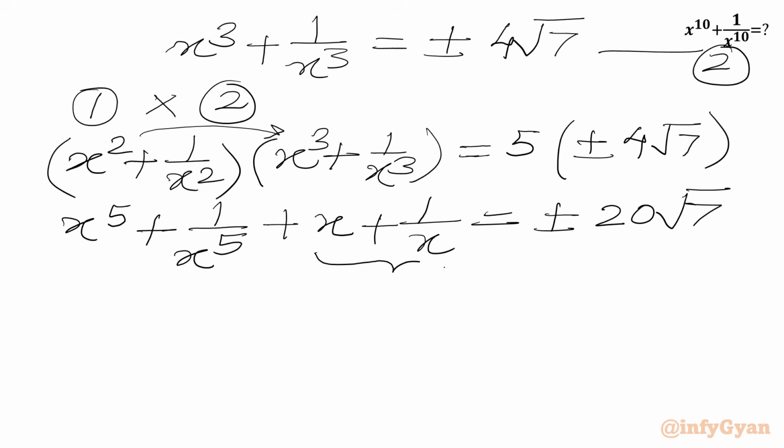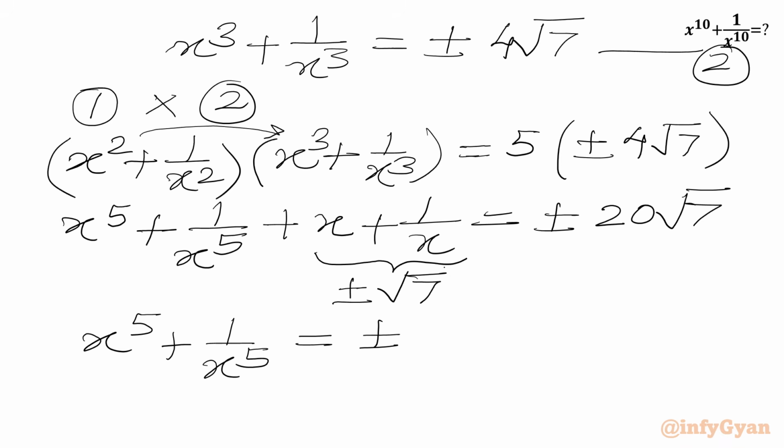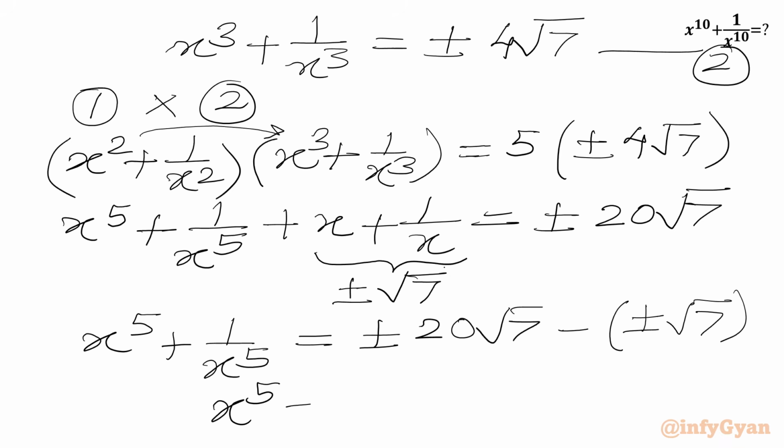Now in place of x plus 1 over x, we can write plus minus square root 7. So I will subtract plus minus square root 7 from both sides. So we will get x power 5 plus 1 over x power 5 will be equal to plus minus 20 square root 7 minus plus minus square root 7. So I can write here x power 5 plus 1 over x power 5 will be equal to plus minus 19 square root 7.